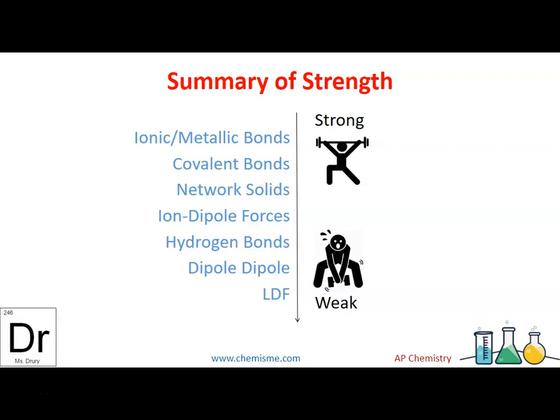One ion-dipole force would be stronger than one hydrogen bond. One hydrogen bond would be stronger than one dipole-dipole force. And one dipole-dipole force would be stronger than one London dispersion force. And that's all because of what kind of charges we have.